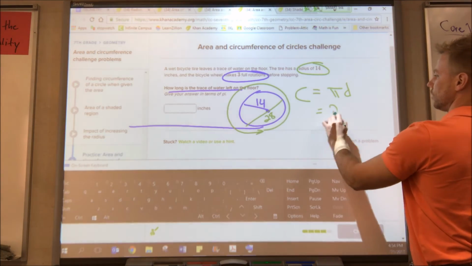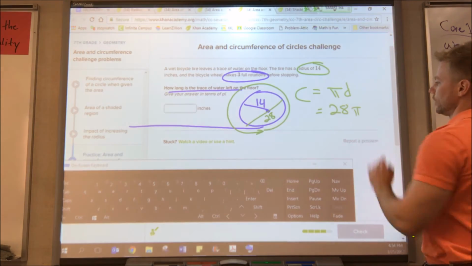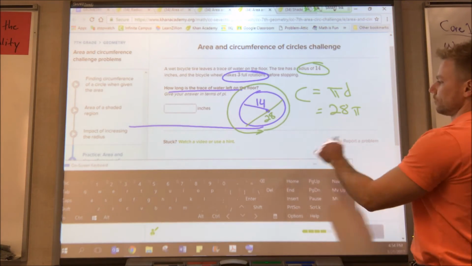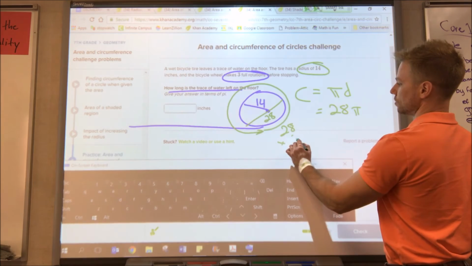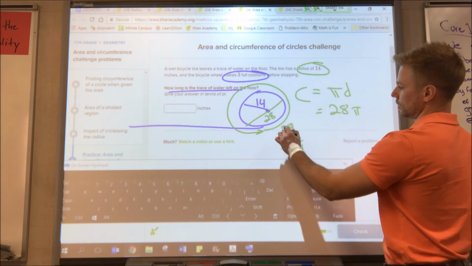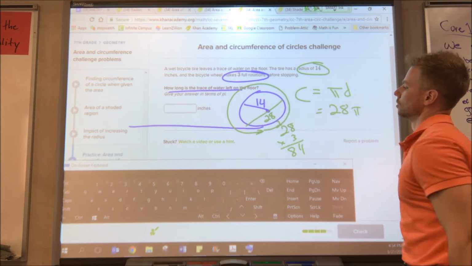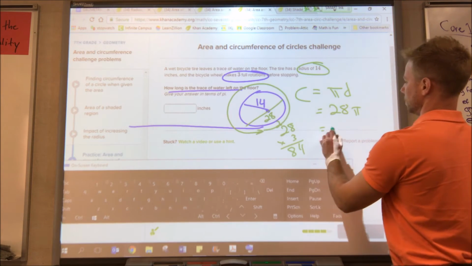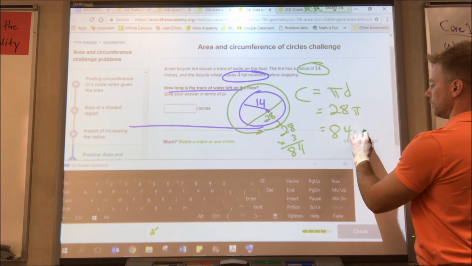So the circumference of that circle is 28 pi. But we need 3 of those. So we have to multiply 28 times 3. We can write that out, which is 84. So the answer to our problem is 84 pi.